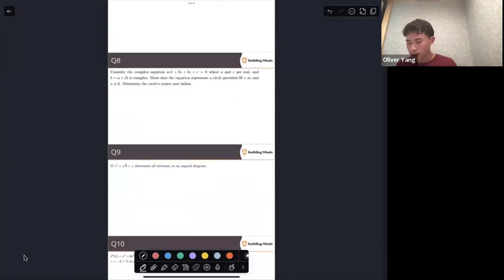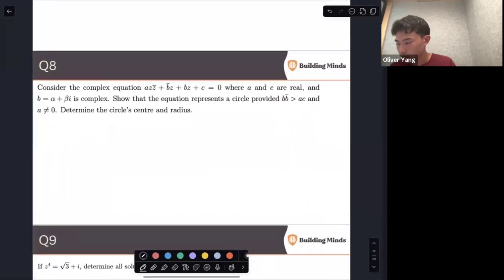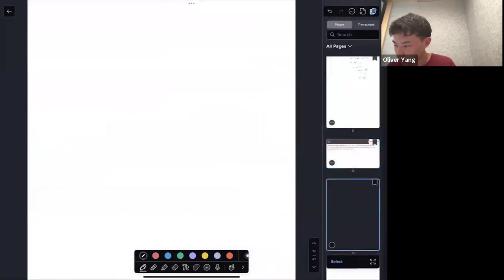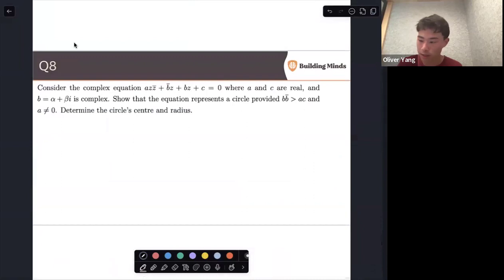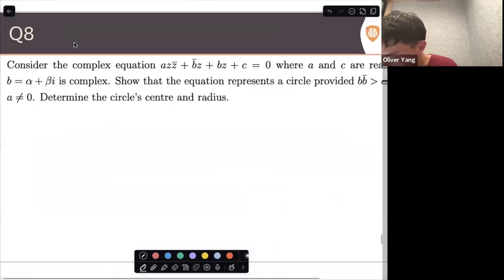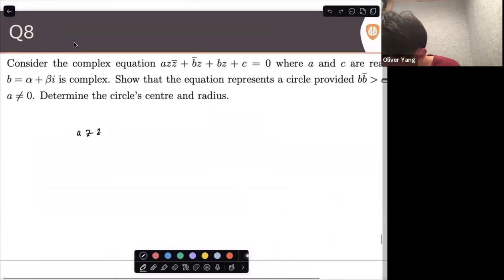Complex numbers. So we've got a complex equation. How are we going to do this? Let's look at the page actually. For the first step, we can just sub in what we know, right? We know that a z conjugate z plus b conjugate z plus bz plus c equals 0. And so we can just sub in.